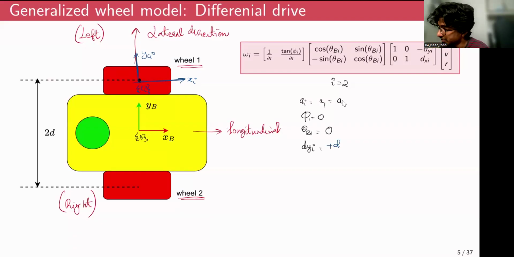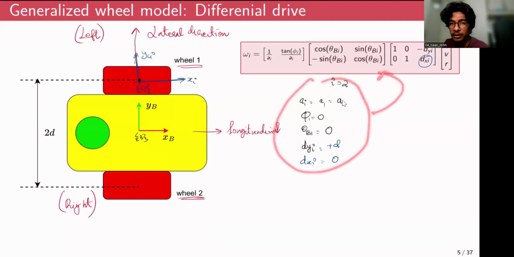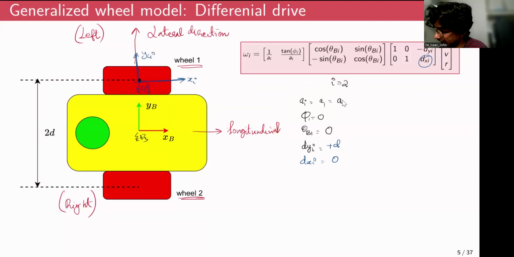And what is this other term, dxi? Dxi is going to be 0, right? Because there is no x component because they are aligned along a vertical line. So the x component is 0. So if you substitute all of these values onto this generalized wheel model, you will be basically getting omega 1 as 1 by a, tan phi 0. So this will be 0.